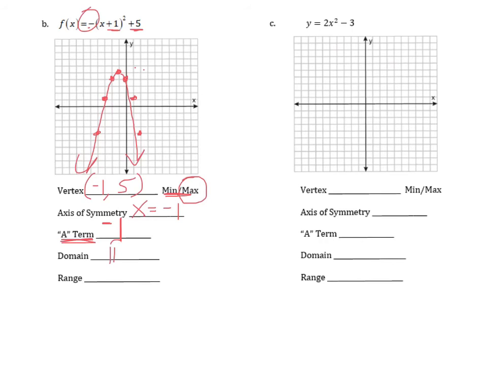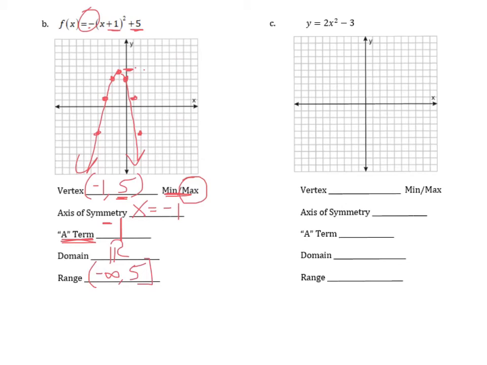Domain, all real numbers, because we're looking at a quadratic. The range this time, I have a maximum, right? So this time I'm going to start at negative infinity and go all the way up to my maximum, which is my vertex at 5.